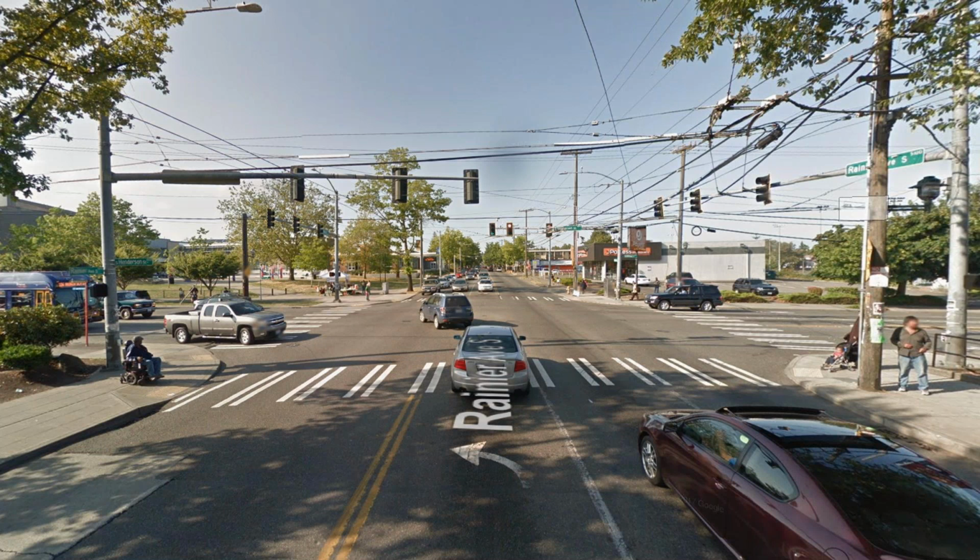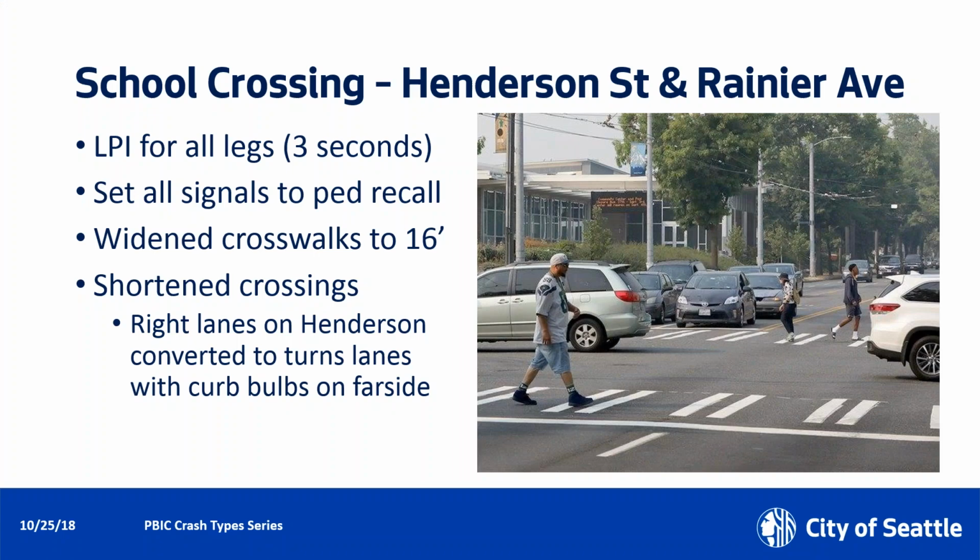Here is the older street view of what the intersection used to look like. Both streets are maybe mid-level collectors. They have probably about 10 to 12,000 ADT on them, 5-lane cross sections. So wide crossings, a lot of turns going on. And so what did we implement there? We did LPIs for every single leg, as well as setting the signals to pedestrian recall.